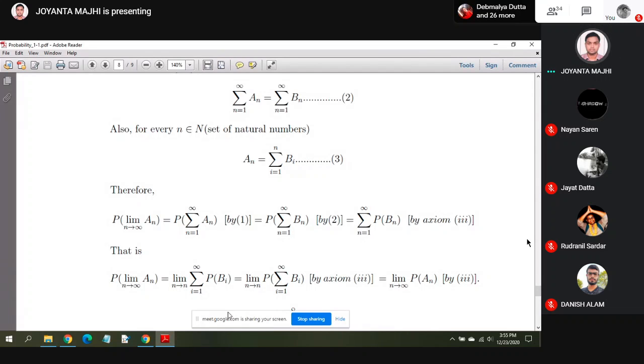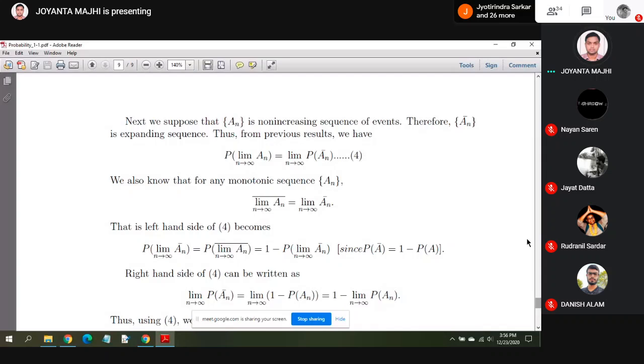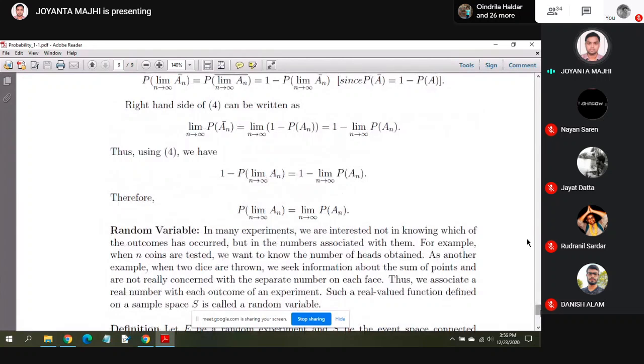Similarly, it can be proved by taking a monotonically decreasing sequence, that means a contracting sequence. Here this is the second part. If the sequence is a non-increasing sequence, that is A is a contracting sequence, the proof is similar. This also can be proved: the probability of limit n tends to infinity An equals limit n tends to infinity probability of An. That is, probability and limit can interchange their position.